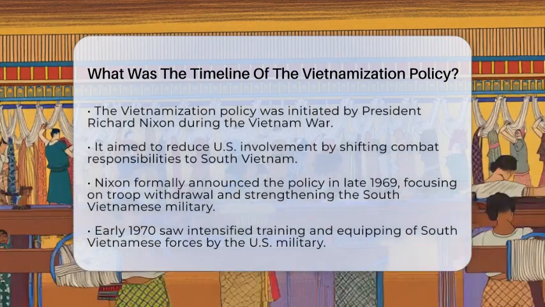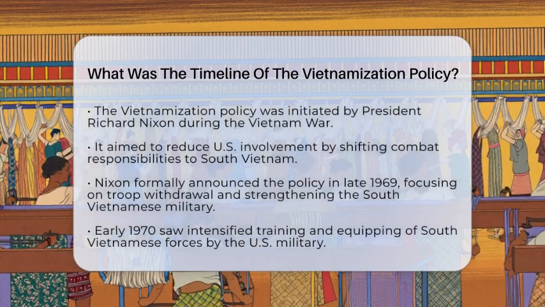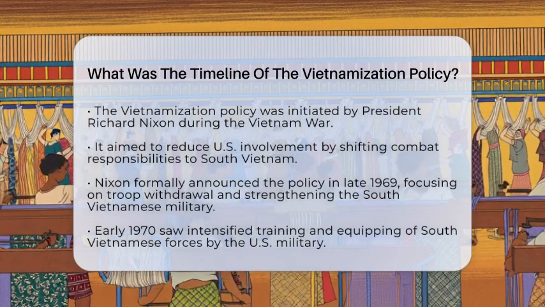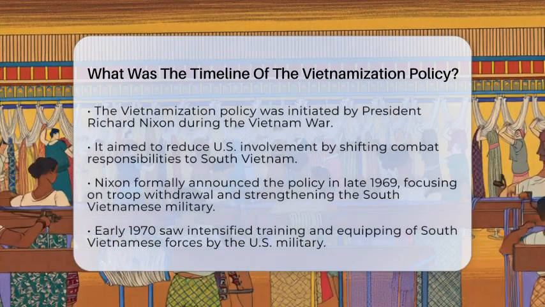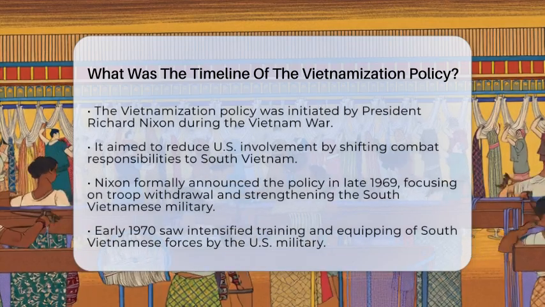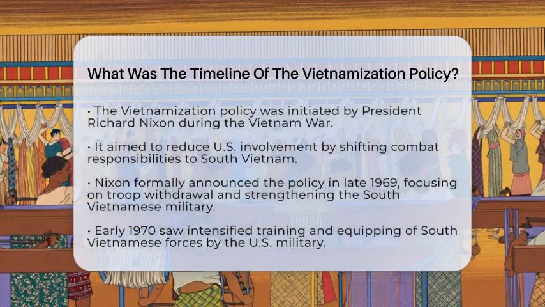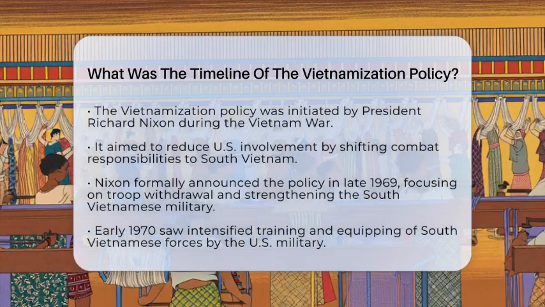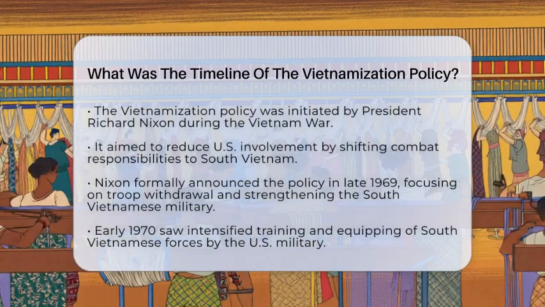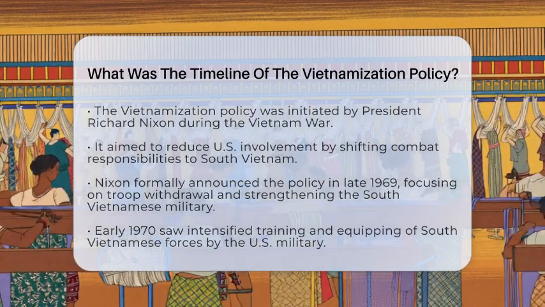In late 1969, Nixon formally announced Vietnamization. The goal was to gradually withdraw U.S. troops while strengthening the South Vietnamese military. This meant that the South Vietnamese army would take on more combat roles against the communist North Vietnamese forces.